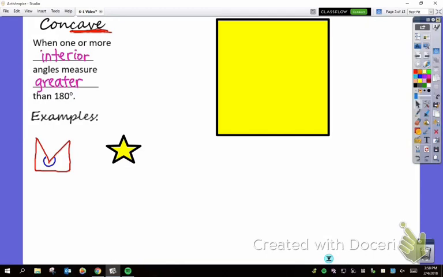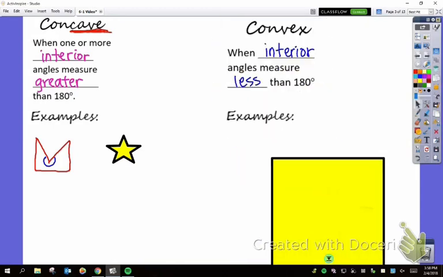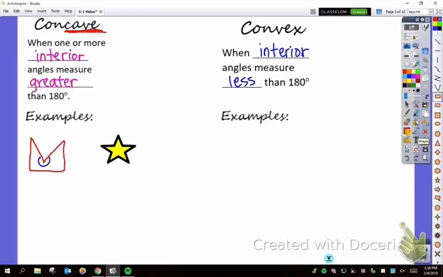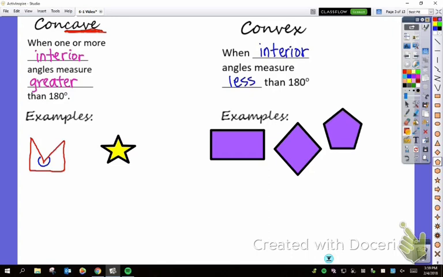Now, convex polygons are when our interior angles measure less than 180. And those are our typical polygons. Those are our rectangle, our kite or our rhombus or our diamond. Okay, you could have a pentagon. Okay, you could have a triangle. All of those would be considered convex polygons.